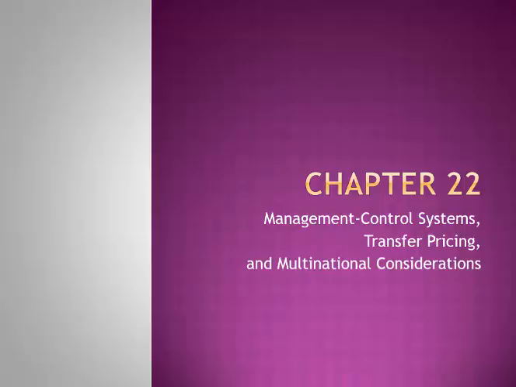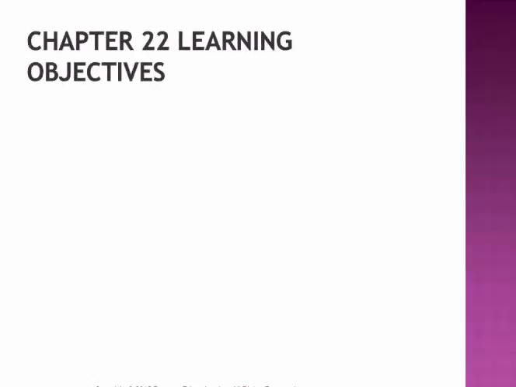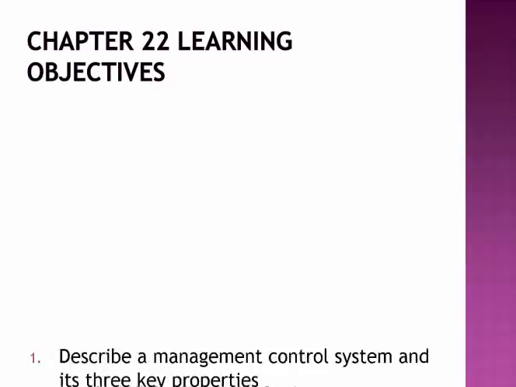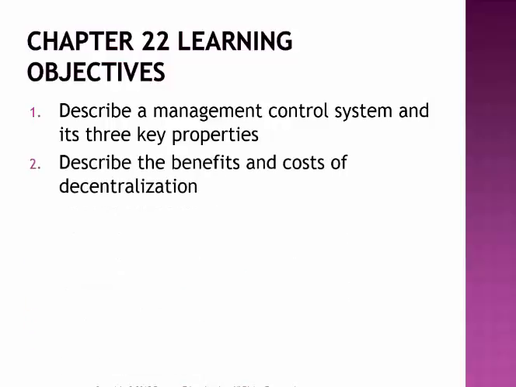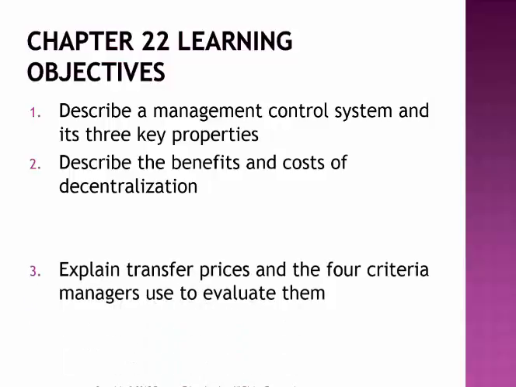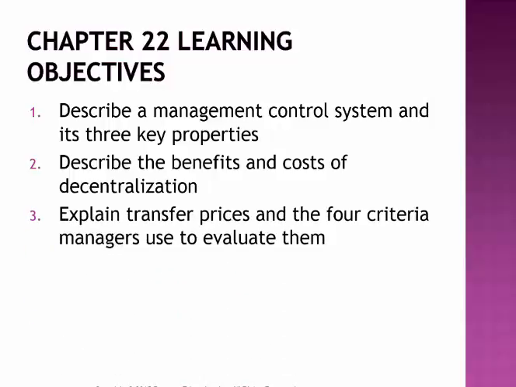We will also talk quite a bit about multinational considerations. We have multiple learning objectives in this particular chapter. We're going to describe what a management control system is and what its three key properties are. We're going to describe the benefits and cost of decentralization compared to centralization. We will explain what transfer prices are, and we will talk about the 4 criteria managers use to evaluate them.